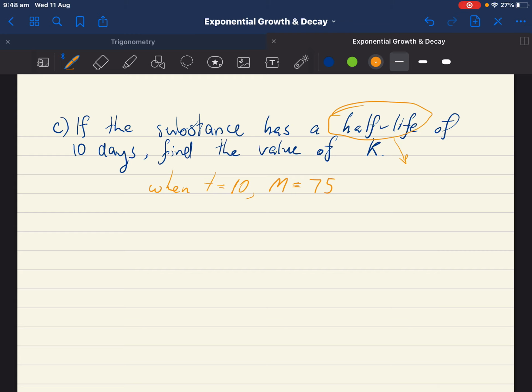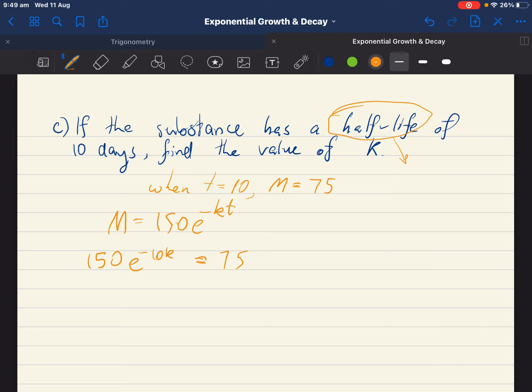All right, and we want to find the value of K. So what do we have so far? Okay, the mass is given by 150 e to the minus kt. And we've been told that, I'm going to write it this way, that when t is 10, so we end up with a minus 10K there, we end up with a mass of 75. Okay, so here we go. We've got our equation set up. We now just need to solve it to find the value of K.